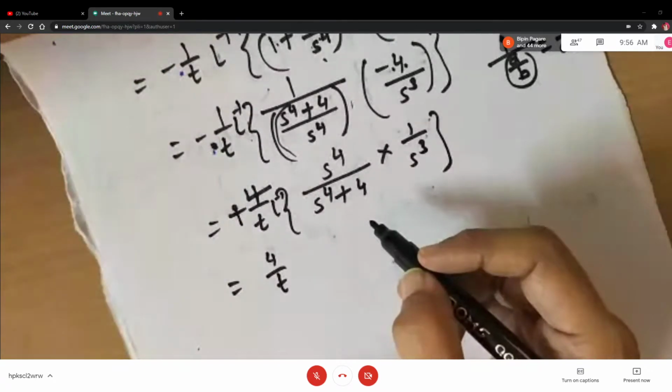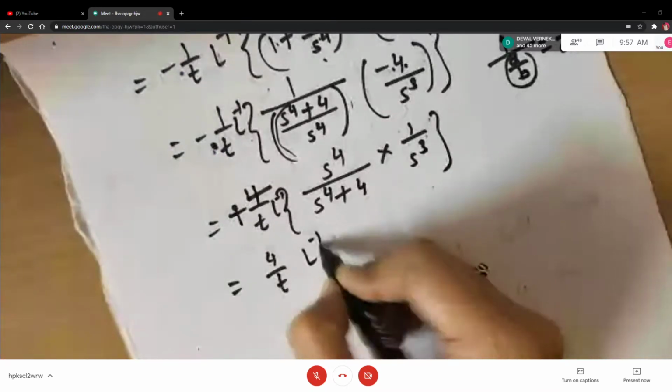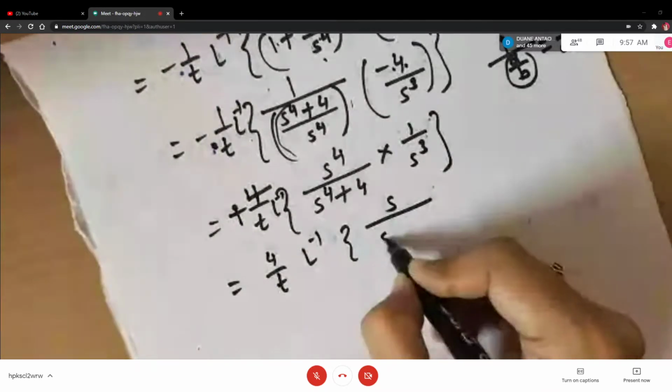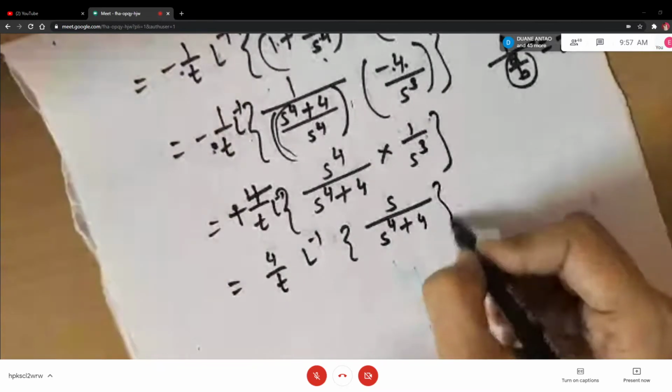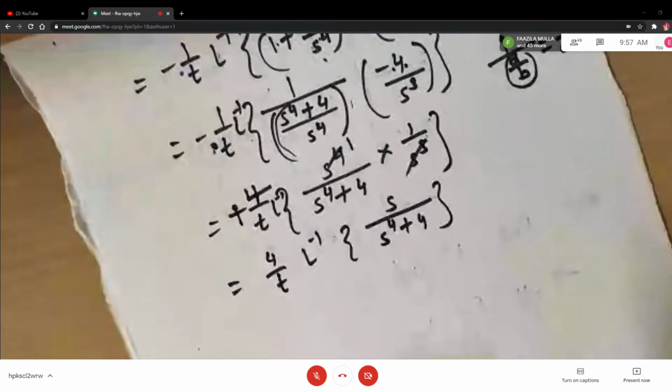Okay. And then it will be L inverse of s upon s raised to 4 plus 4. Because this s cube will get cancelled, no? So you will get here only one s. S raised to 4 is what? S cube into s, no? So s cube will go and one s will remain. Okay, students, till here any doubt you can ask me.